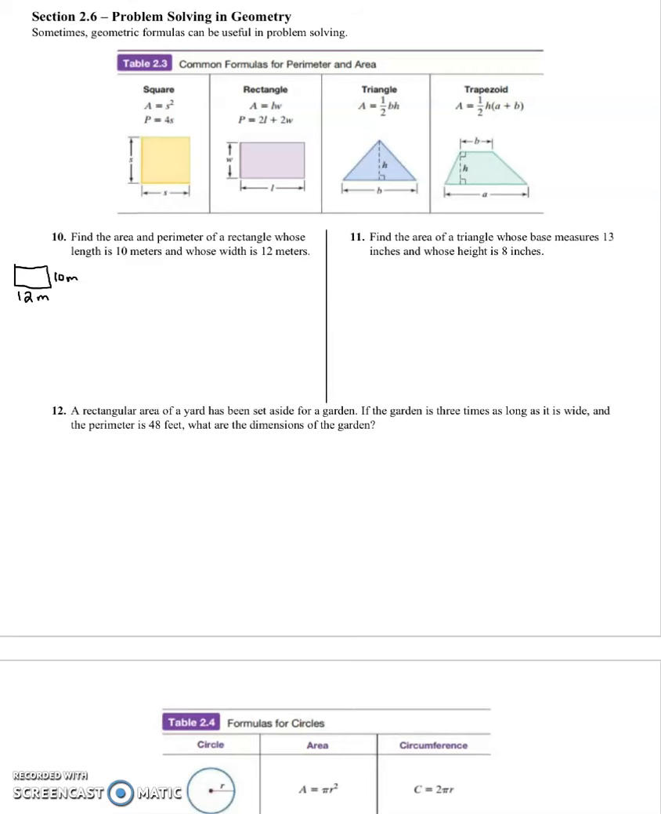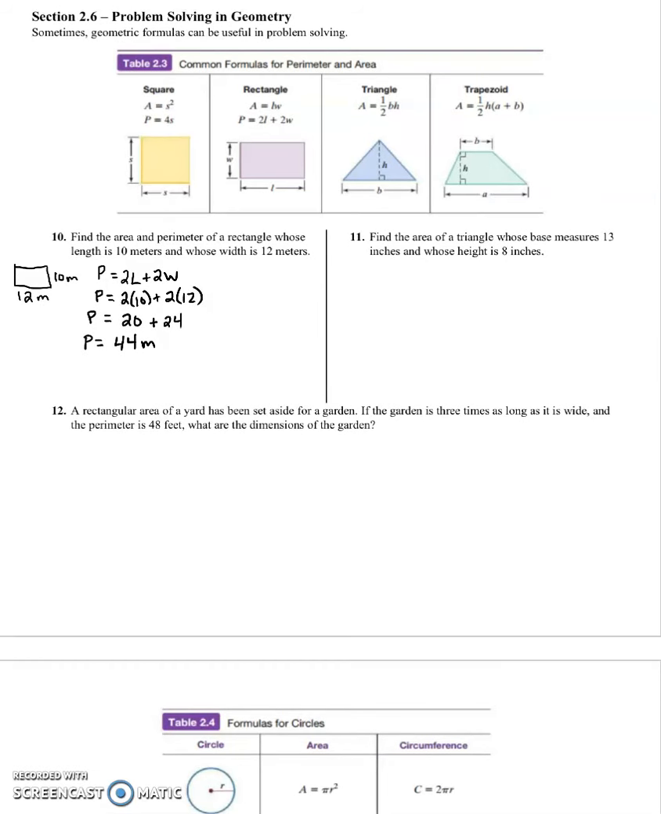We have that perimeter equals, for a rectangle, 2L plus 2W. So in that case, we have 2 times 10 plus 2 times 12. So following the order of operations, 2 times 10 is 20, plus 2 times 12 is 24. So our perimeter is 20 plus 24, or 44 meters.